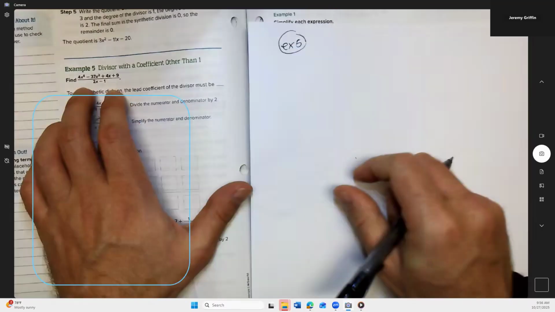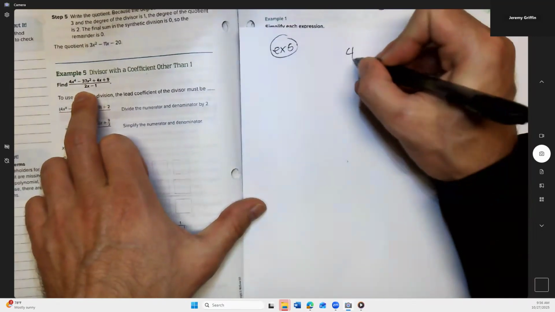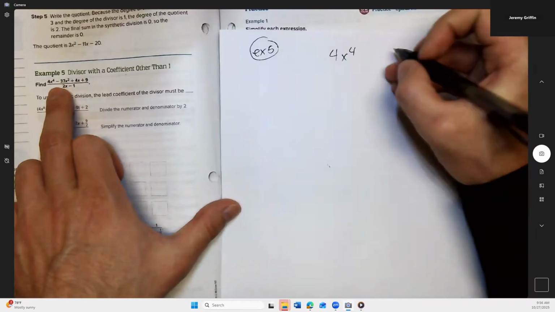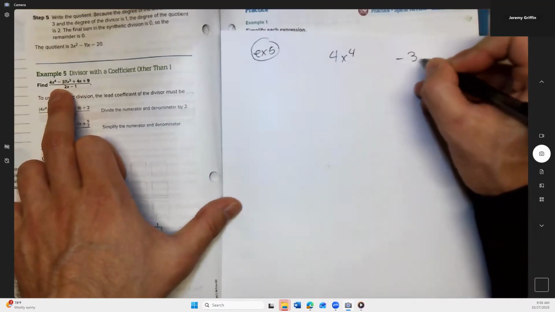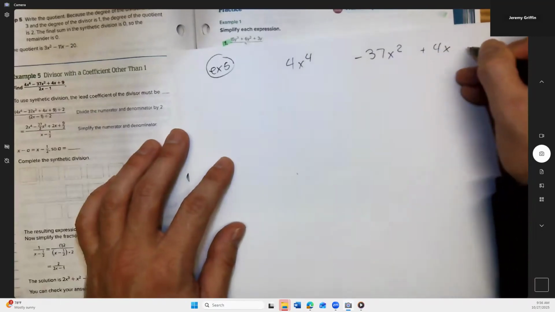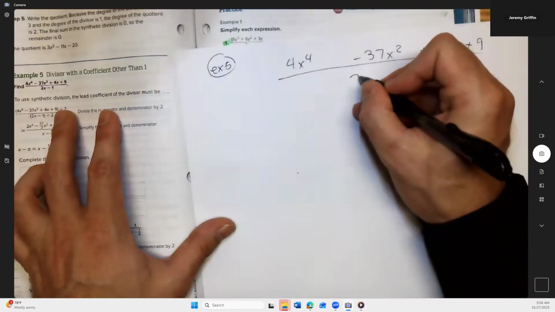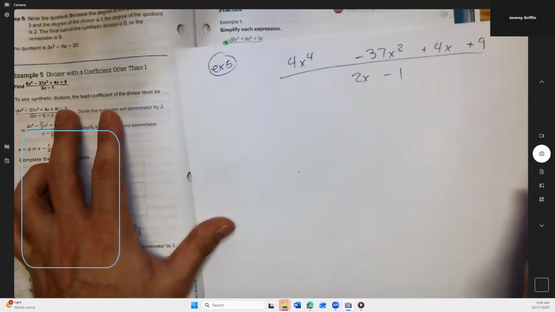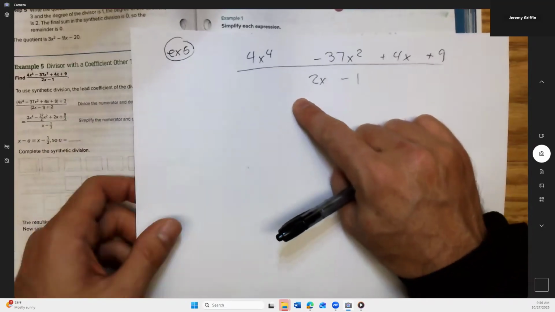Example 5. Now this one, do you guys see right here? I'll write it out so it's bigger. We got 4x to the 4. Oh, there's no x to the 3 term. So you jump straight to 37x squared. I got a 4x and a 9. Okay, so we got that. And we're dividing this all by 2x minus 1. Okay. You guys see that coefficient of 2 on that x? We didn't have that before.